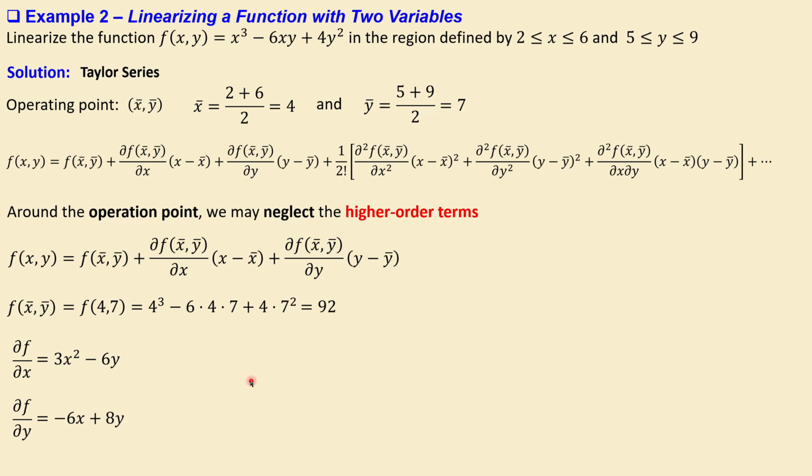Now I need to evaluate that at that operating point. So let's also do that. So at 4 for x and for the y is 7. You can see the result here. There will be 6, and for the other one, it will be 32. Now this will be then 6. That will be 32. And this is then 92.